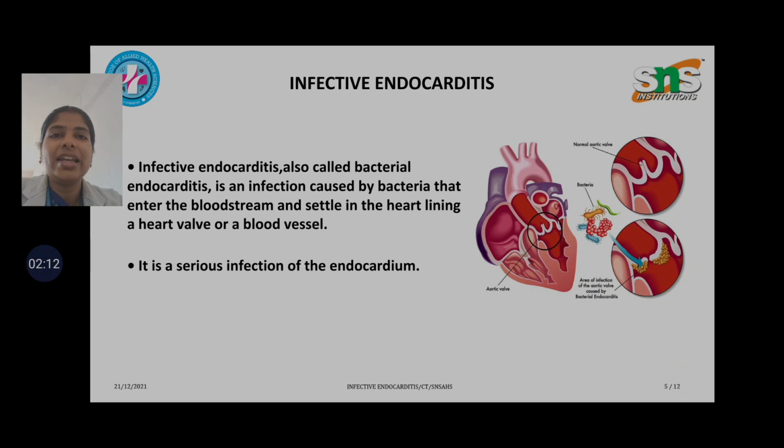And here, infective endocarditis is also called infective bacterial endocarditis. The infection is caused by bacteria that enter the bloodstream and settle in the heart lining, heart valve and blood vessels. It is a very serious infection of the endocardium. See the picture which summarizes the infection in the aortic valve, and this one is a normal aortic valve.